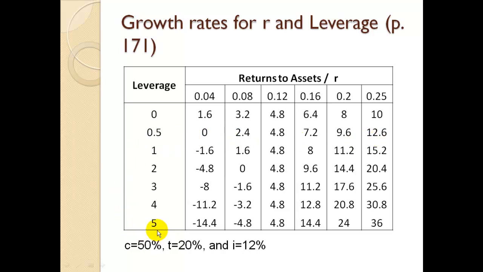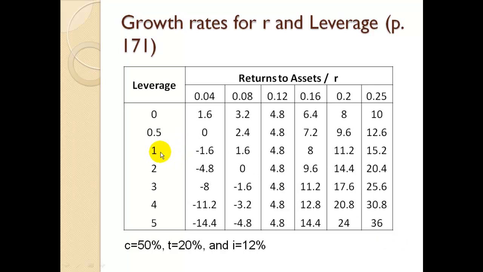With very high leverage down here at a 5, so $5 of debt versus $1 of equity, we're going from negative 14 up to a positive 36. So there's about a 50% spread there. One thing to realize is, as your leverage is getting bigger, as you're going down here, you're getting a wider range, and that means we're taking on more risk.